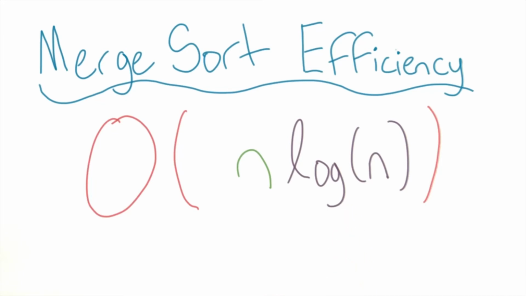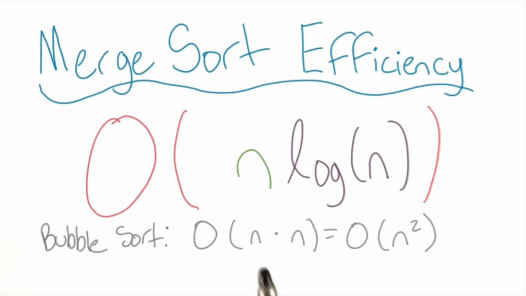That makes an overall complexity of n log n. This is definitely better than the n squared we got in bubble sort. In bubble sort, we had n times n, or n squared, as our efficiency. Log n is generally going to be less than n, but it's definitely never going to be greater than n. So we can say that the efficiency of merge sort is better than the efficiency of bubble sort.